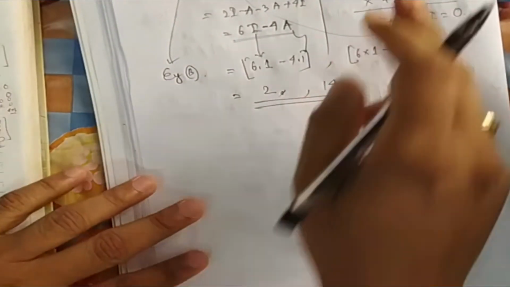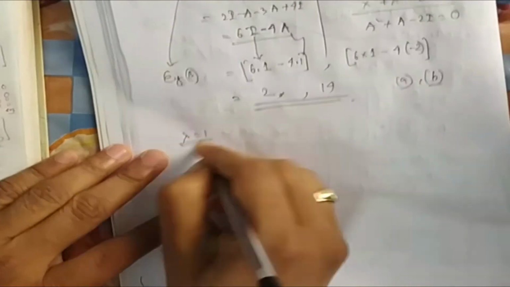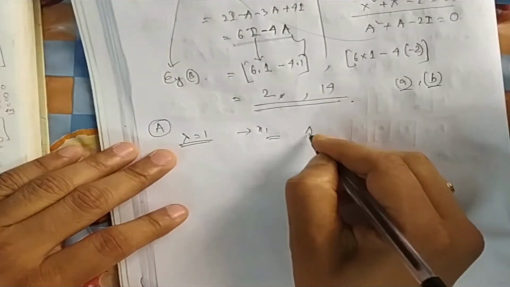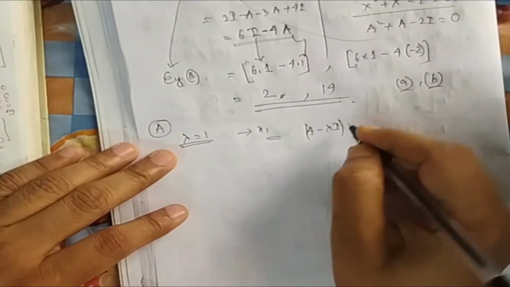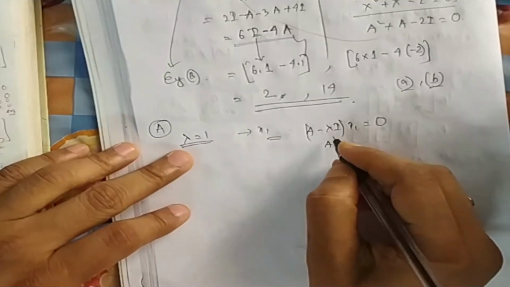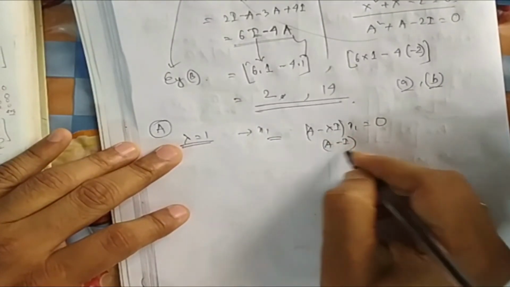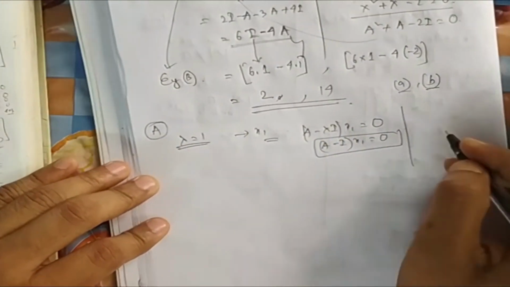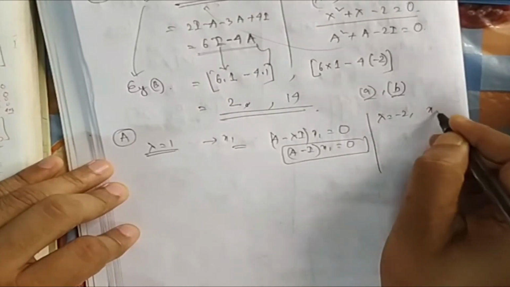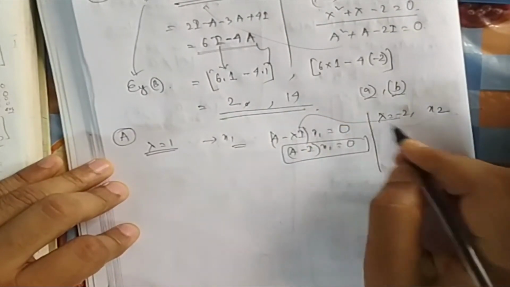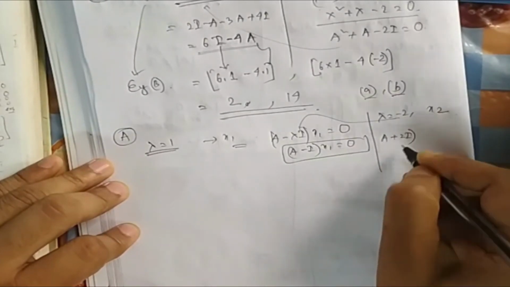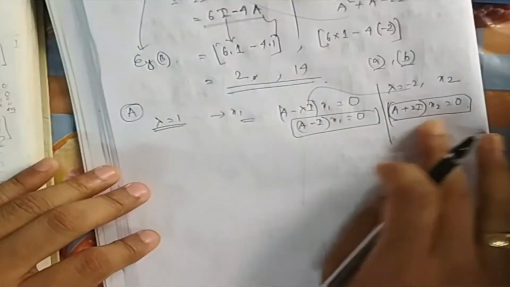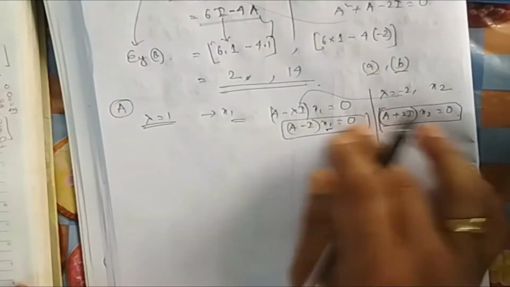Now for the eigenvector, suppose for lambda equal to 1, they have given for A the eigenvector x1. What does it mean? It means A minus lambda I into x1 is equal to 0, which means, because lambda is 1, A minus I into x1 is equal to 0. Along with that, for x2 also they have given: for lambda equal to minus 2, the eigenvector was x2. So if you put minus 2 here, it will be A plus 2I into x2 is equal to 0. These two conditions they have given to me. Because these are eigenvectors, these two should satisfy.